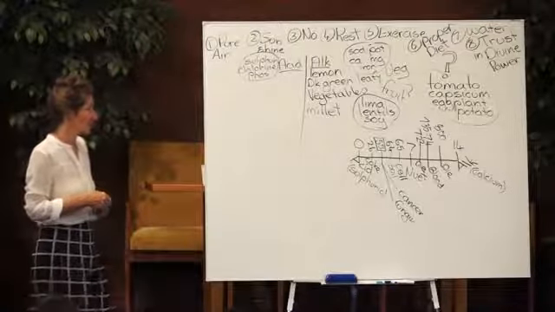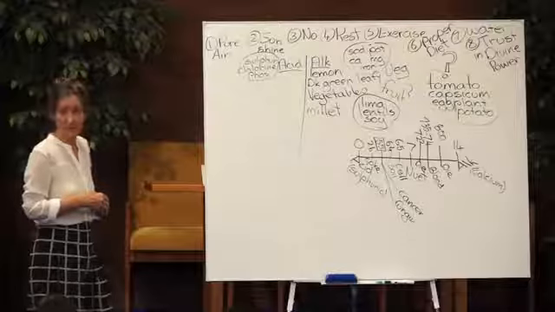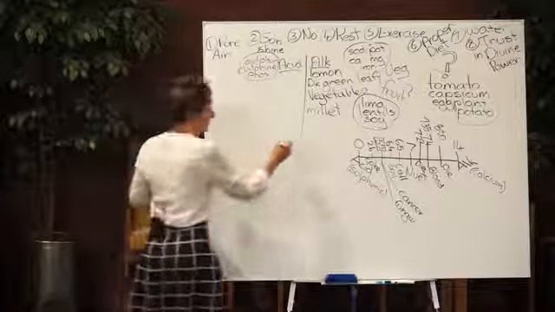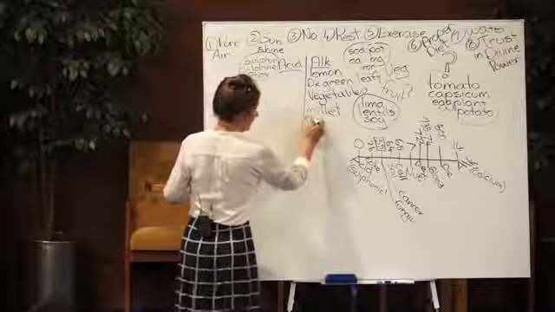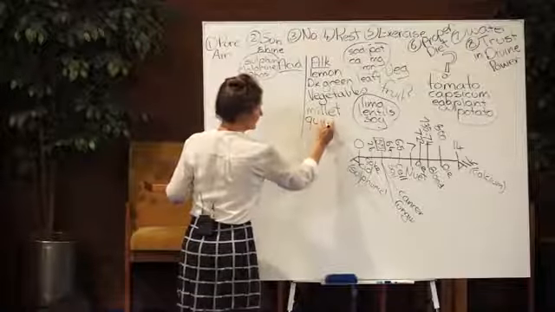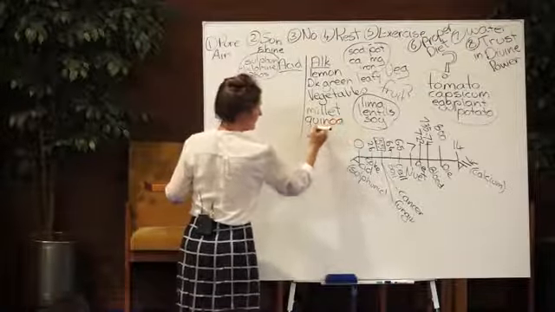It's the most alkaline and it's also gluten-free. Another grain that is alkaline and gluten-free is quinoa, usually called quinoa.